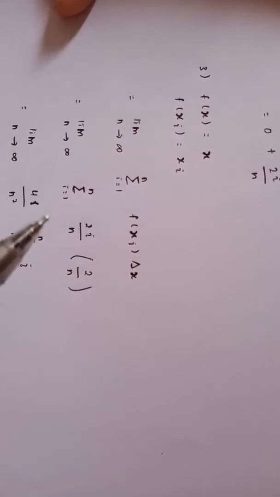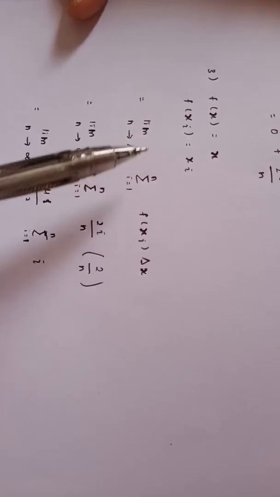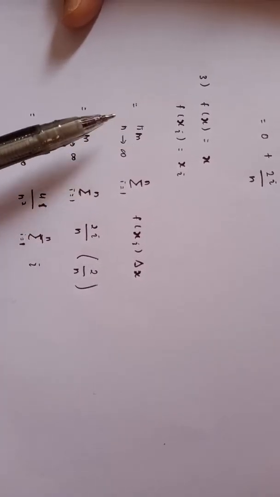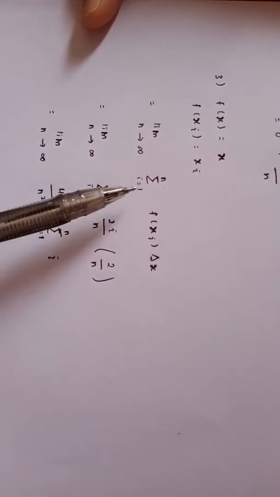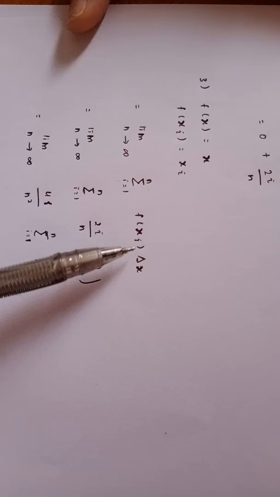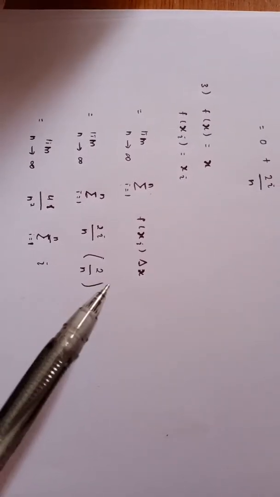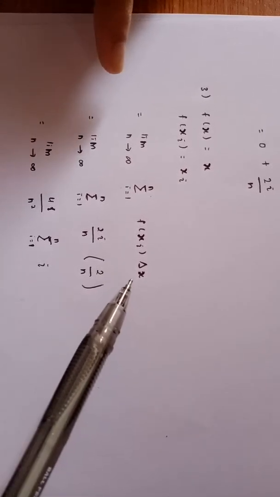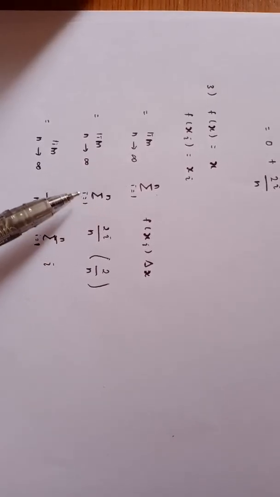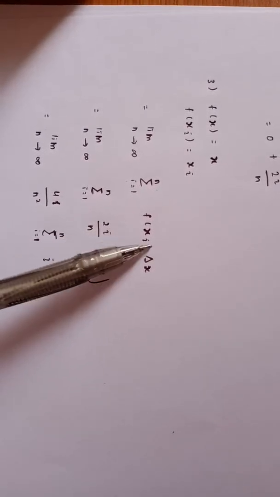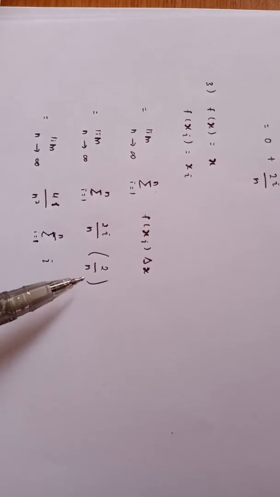We proceed to the next steps, where we use the limit laws to simplify, and it will be the limit as n approaches infinity of the sum from i equal to 1 to n of f(x_i) times delta x. So we substitute the numbers into that formula, where we got the limit as n approaches infinity of the sum from i equal to 1 to n, where f(x_i) is 2i over n and delta x is 2 over n.